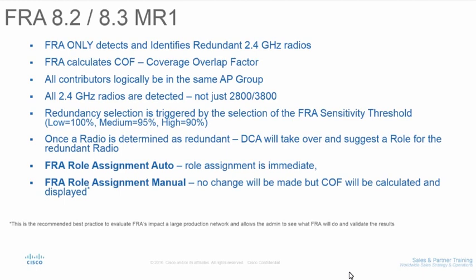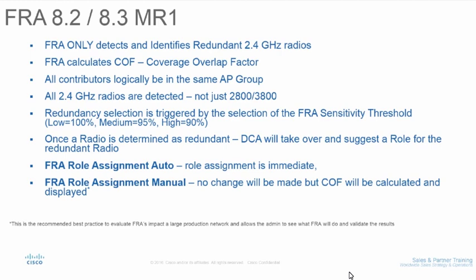All 2.4 gig radios participate in this coverage overlap calculation. So not just your 2800s and 3800s, but all of your legacy 2700, 3700, 3600 and 2600 APs, all that 2.4 spectrum coming out of those radios are actually calculated as part of this. However, only the 2800 and 3800 access points are the ones that can switch their radio roles. You have an option for your sensitivity threshold to determine when you want to make the change to the radio role. So low being 100% coverage overlap, medium being 95% coverage overlap, and high being 90% coverage overlap. We don't usually go much lower than 90 because then you won't have coverage in the 2.4 spectrum.